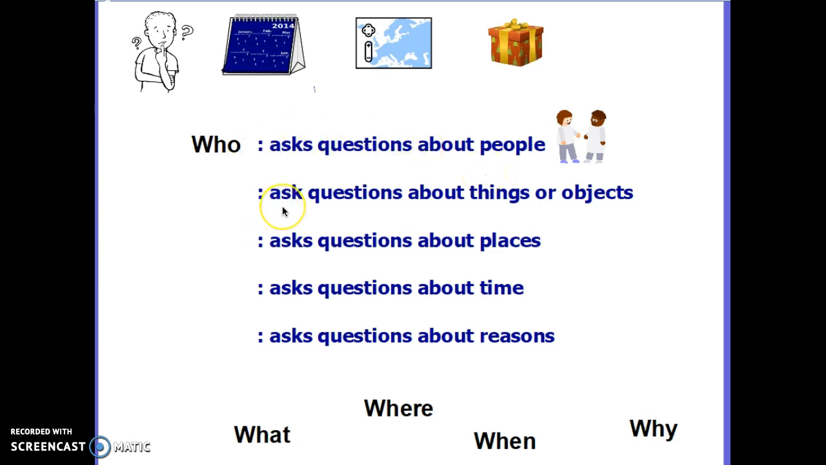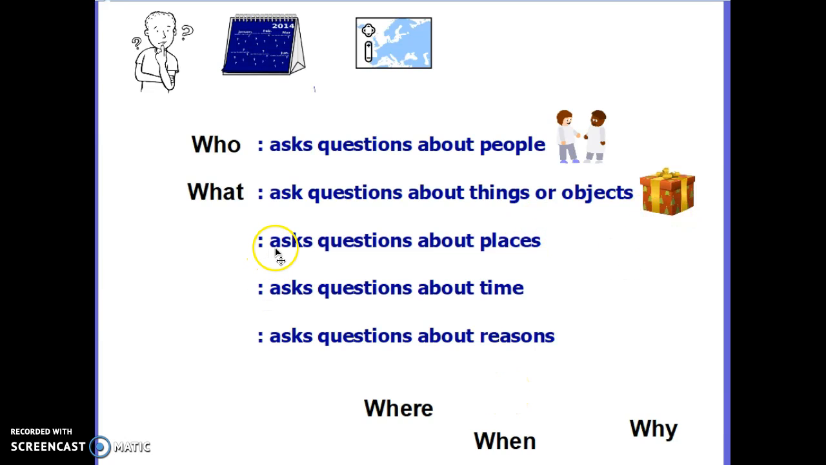All right, the next main word we use is to ask questions about things or objects. It could be animals, it could be plants, it could be anything. All right, I'm going to use this present. What is in the box? I'm asking a question about the thing. What is in the box?